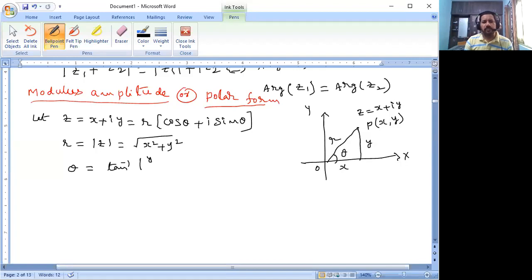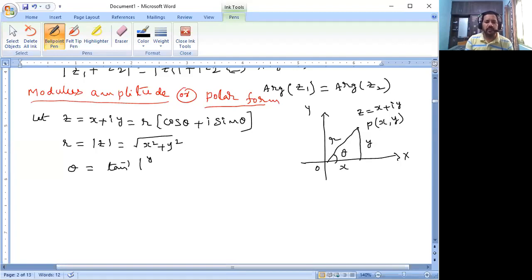Modulus amplitude form, or polar form. Let z = x + iy be a complex number. The complex number can be converted into the form r(cos theta + i sin theta). It's called polar form or mod amplitude form. How to find out r and how to find out theta?